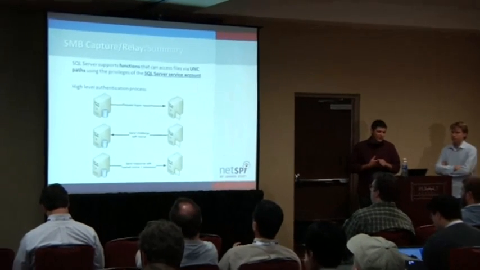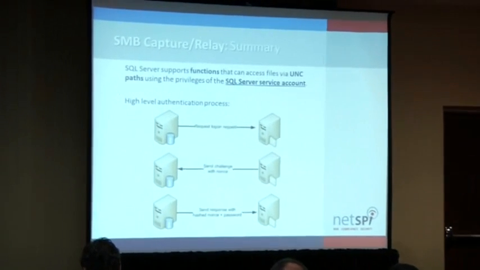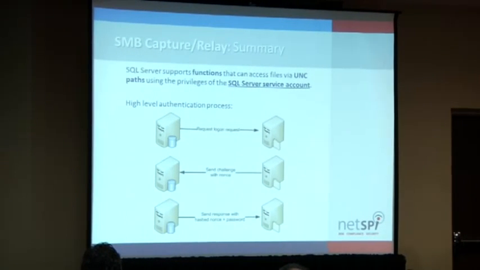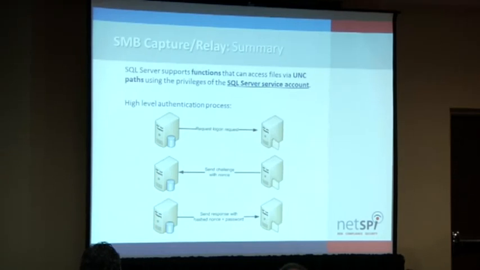Basically, SMB relay, in summary, allows you, if you're in the middle of a connection between server A and server B, to intercept the connection, the authentication, and forward it off to another server, creating a legitimate authenticated connection to that server if it's accepted on the other endpoint.